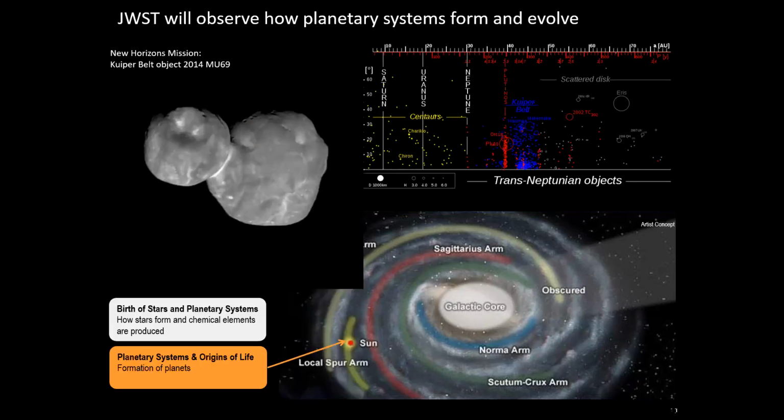Now, we recently went out and visited a Kuiper belt object in NASA's New Horizons mission in 2014. The main objective of the New Horizons mission was to fly by Pluto. But after we flew by Pluto, we sent it on to this Kuiper belt object to take the first ever close-up picture of a Kuiper belt object. And this is what we saw. And it turned out to be two smaller objects stuck together. And this is very exciting.